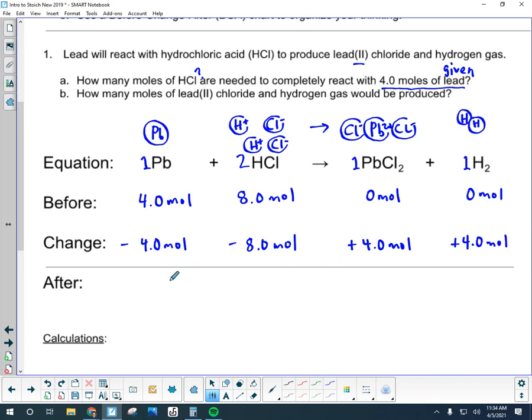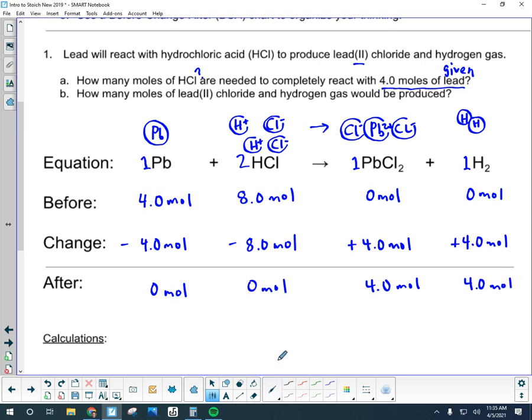So when it's all said and done, I have 0 moles of unreacted lead. I have 0 moles of unreacted HCl. I've created 4 moles of PbCl2, and I've created 4 moles of H2.